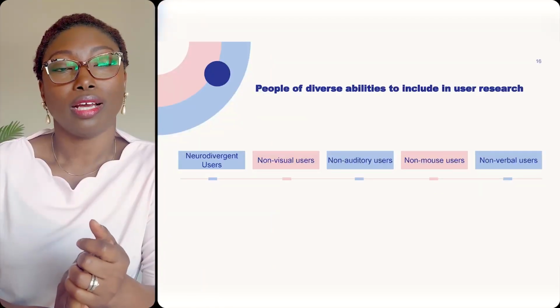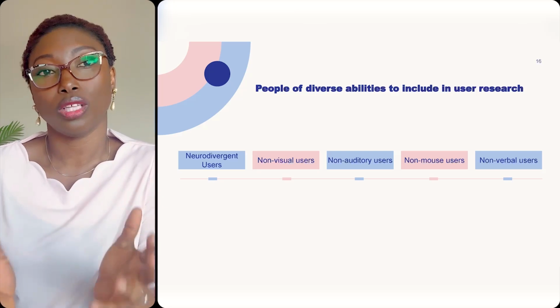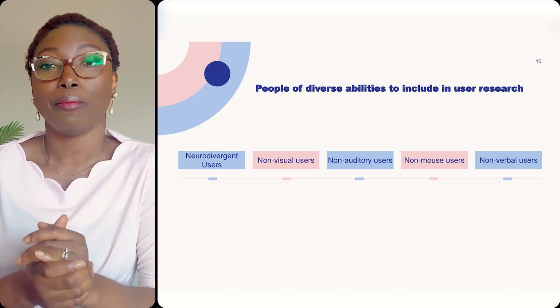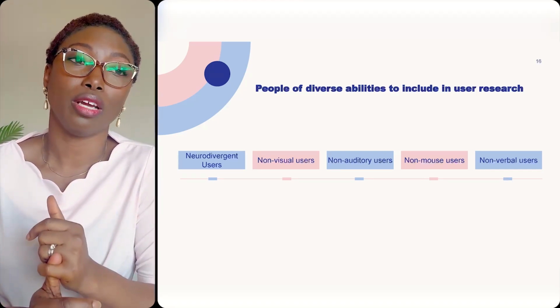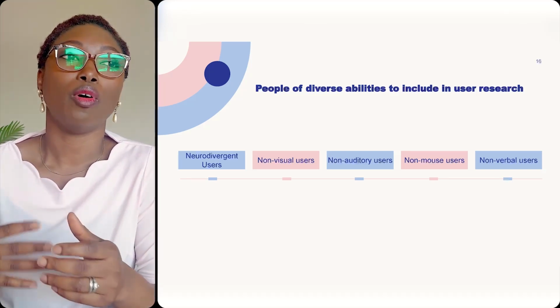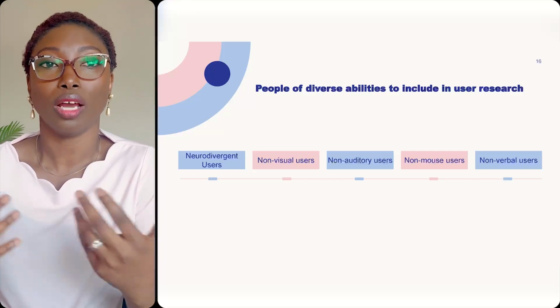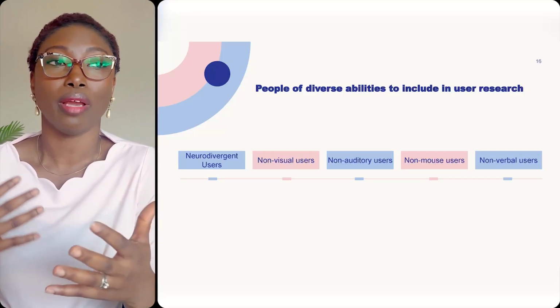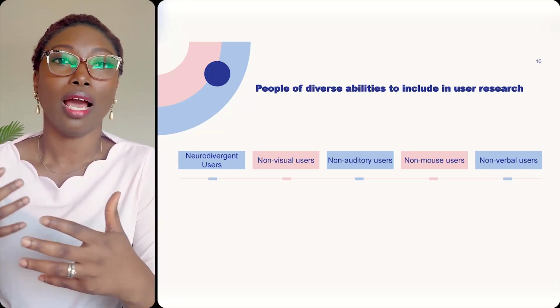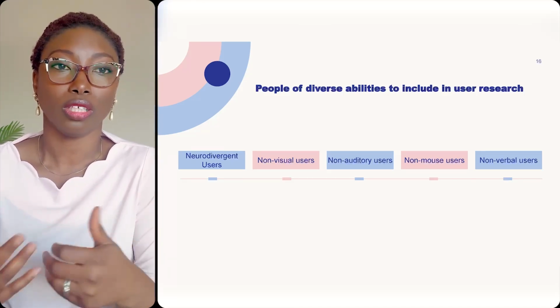When we say that we should include people with disability in our research, who are these people that we should be looking at? We should consider users who are neurodivergent. These are people who might find it difficult to read or have difficulty understanding things the way everyone would understand things. They might be more visual based and they might need things to be made in a simpler way for them to easily understand it.